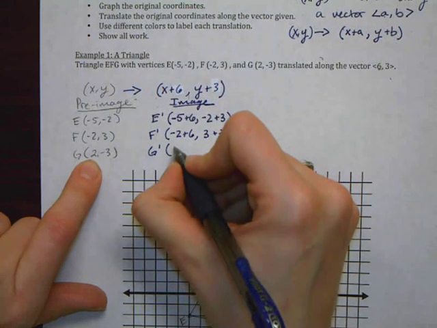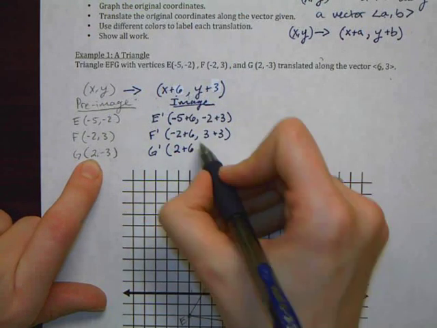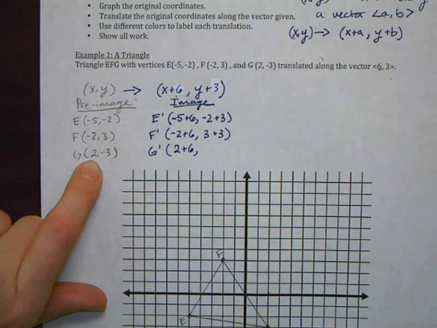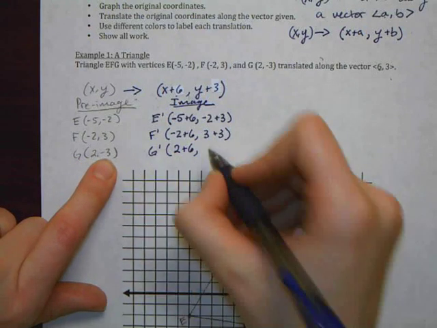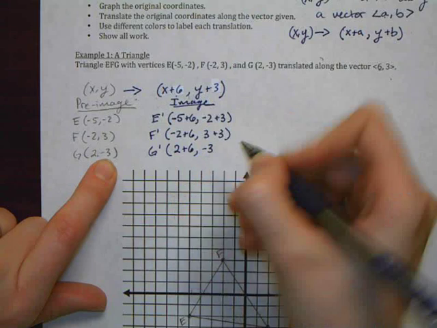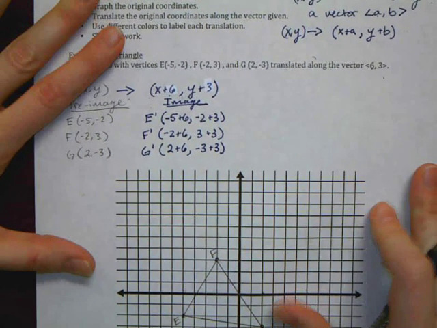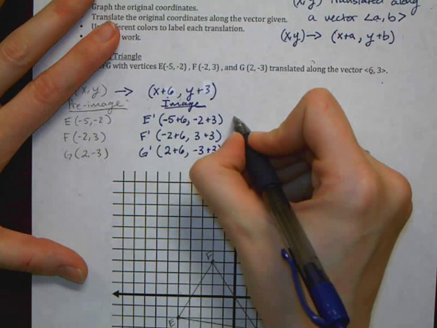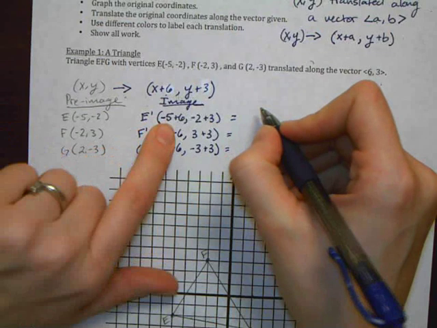And then G prime, my original x-coordinate was 2. I'm again adding 6. I'm adding the same thing to every point because the translation moves each point the same distance and the same direction. So then my original y for this point was -3, and I'm adding 3. So I'm just going to go off to the side and do that addition for each one.